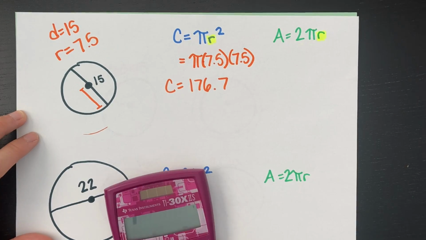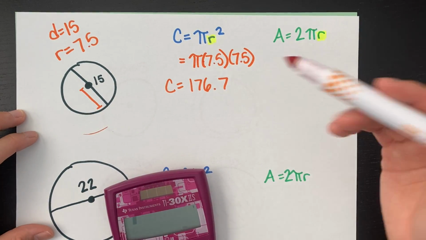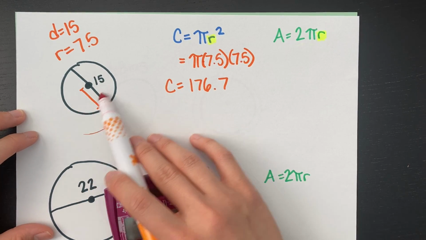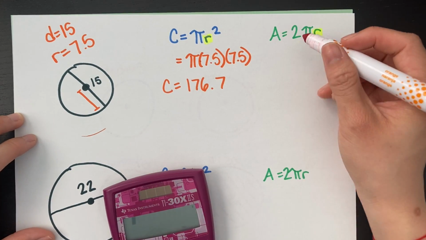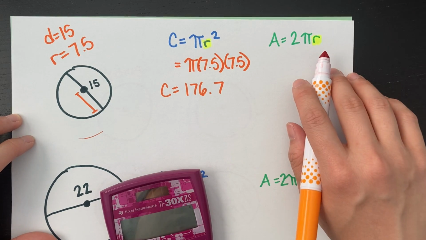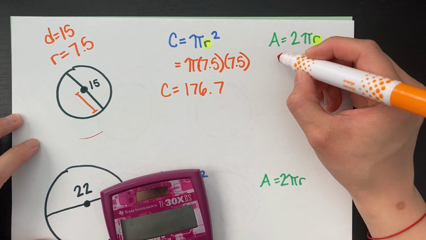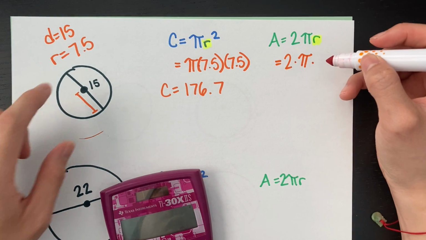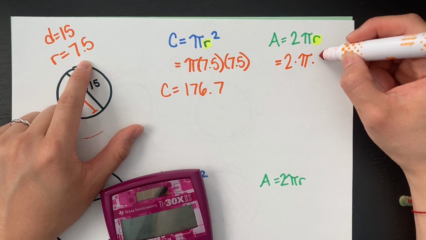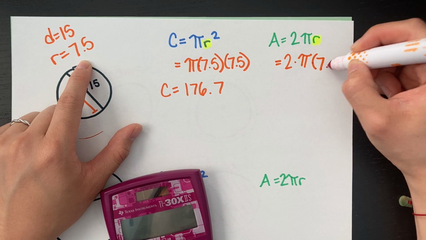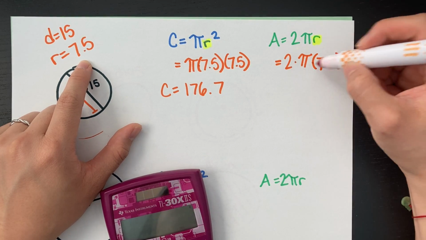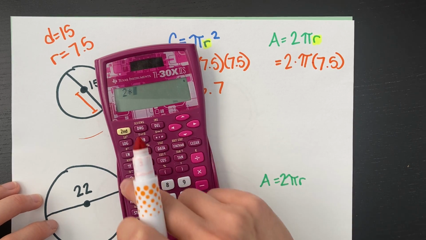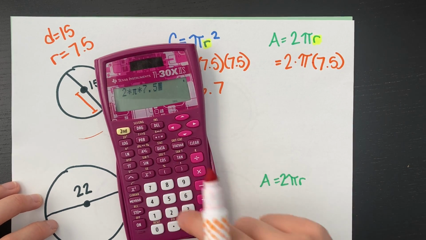Okay, let's try to find our area. What about the inside? Maybe I'm growing some grass on the inside of the circle, and I need to know what is the area? How much is inside the circle? Same thing. I'm going to use this formula already given. The only thing I'm going to plug in is that radius. So area is 2 times pi times my radius, 7.5. I'll use parentheses again because I have that dot. I don't want it to look too close to a decimal.